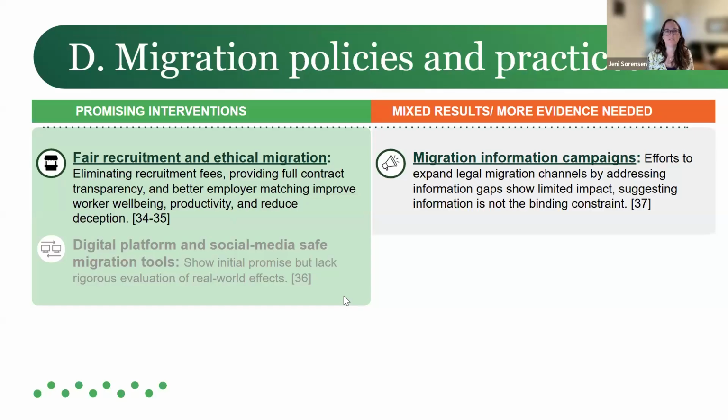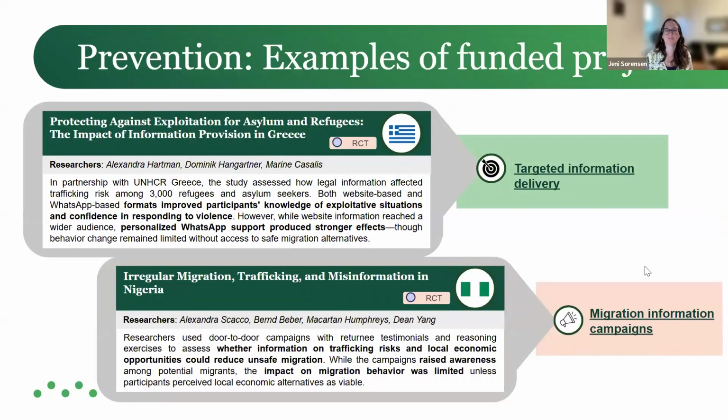Okay, so to conclude this one, just to give you a couple of quick examples of things that we funded in this area. For targeted information delivery, we funded a study in Greece that used web-based, so like a website, static information, and then WhatsApp-based, so dynamic information provision from paralegals, to provide information to migrants, asylum seekers and refugees in Greece. And this showed that both kinds of platforms had an impact, but at different times for different groups, and that the WhatsApp intervention was especially effective. And so we're happy to share that out.